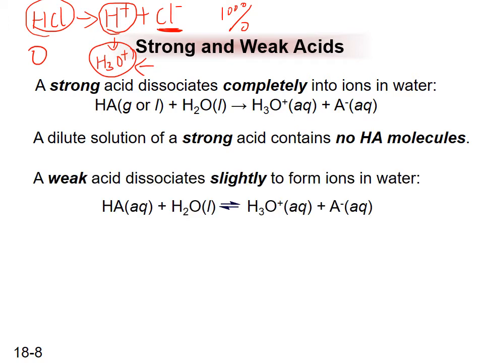A weak acid, on the other hand, only dissociates slightly to form ions in water. For example, acetic acid, CH3COOH, only dissociates about 5% into CH3COO- ion, so only 5%, all right, with hydrogen ion.